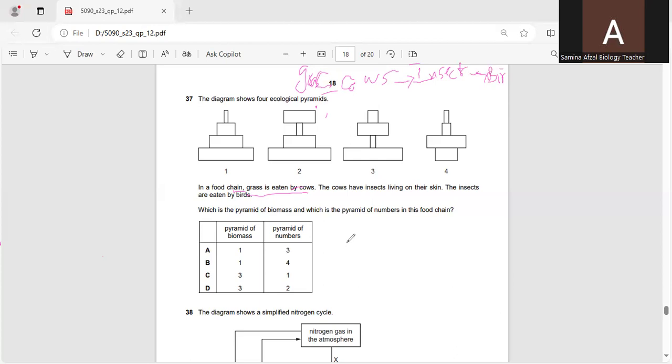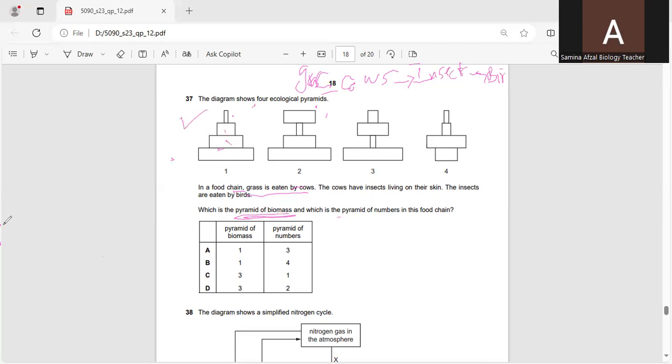First of all, I would like to say the pyramid of biomass. The pyramid of biomass will always be highest at the base. It will be grass, highest biomass, then cow, after that insects, and then the bird. So this is for the pyramid of biomass.